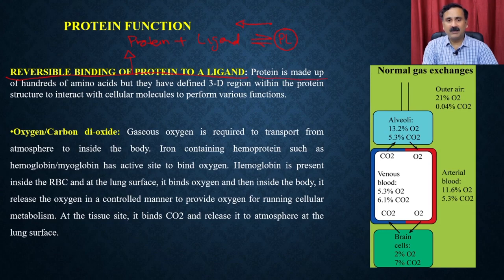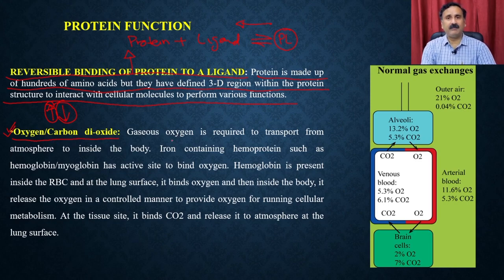So protein is made up of hundreds of amino acids, but they have a defined 3D region where the protein is structured to interact with cellular molecules to perform different types of functions. What are the functions? One of the functions is gaseous exchange. We can have gaseous exchange simply because different types of ligands have differential binding efficiency to the protein under different environments. One of the classical examples is the export and import of oxygen as well as carbon dioxide.